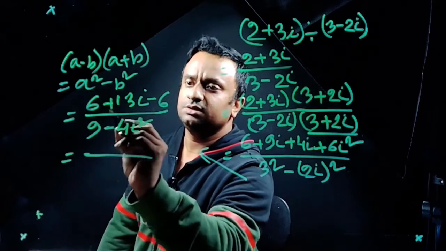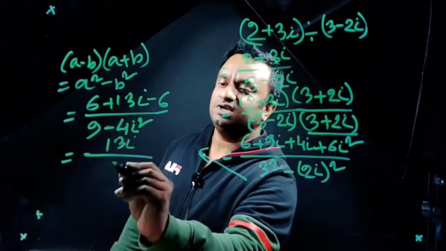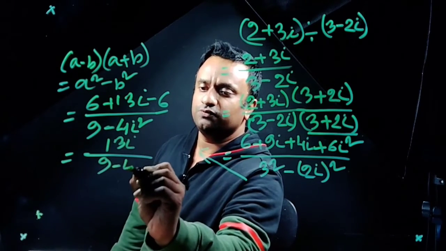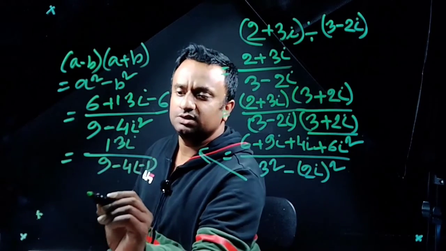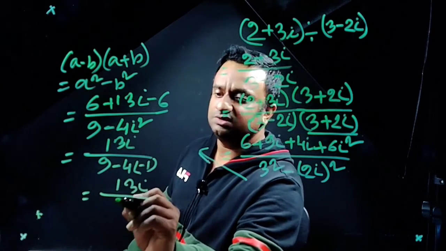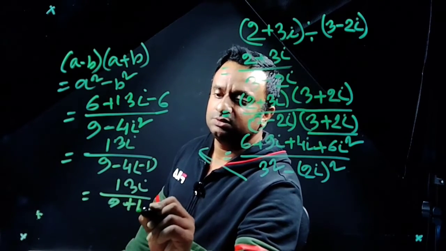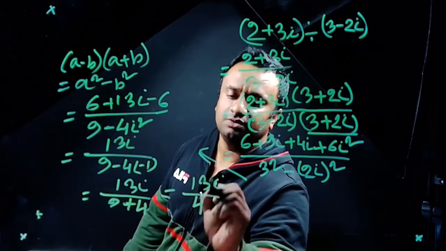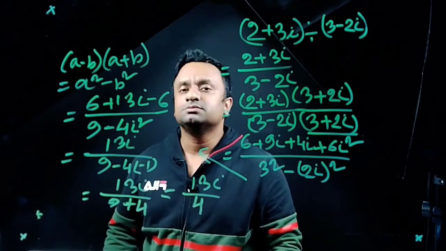So I can write here 6 and minus 6 cancel. So it is just 13i divided by 9 minus 4 multiplied by minus 1. Instead of i square, I put minus 1. So it becomes 13i divided by 9, and minus times minus makes it plus, 9 plus 4. So that is 13i divided by 13. So hope you understand everything. Thank you.